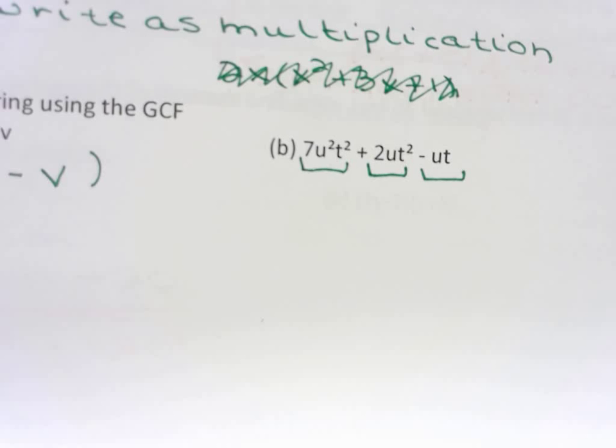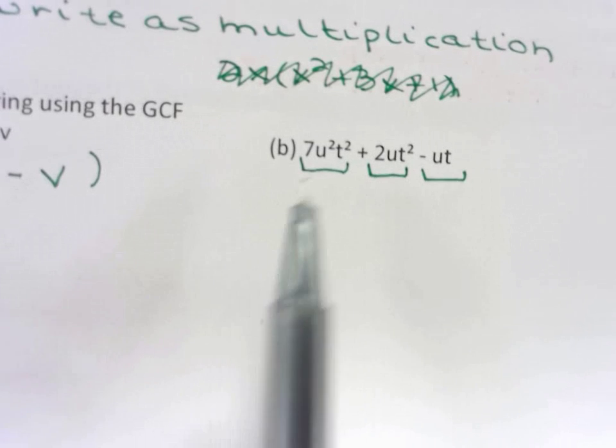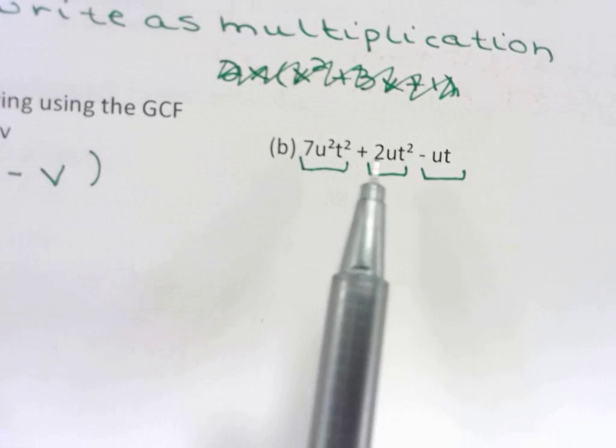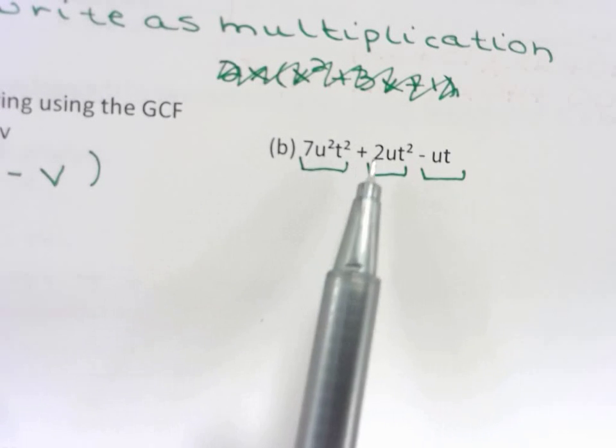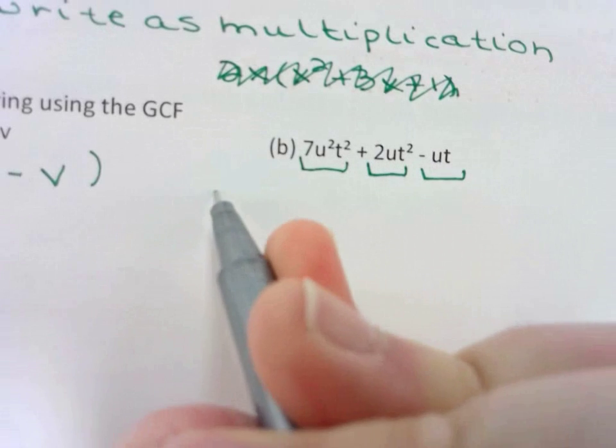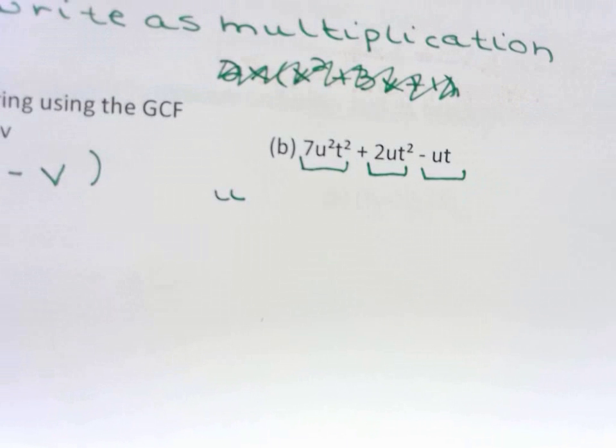Now I look at my variables. So I go through my variables and I start with u. Do they all at least have a u? Yes. So then I look and say, what is the lowest exponent on my u? 1. So I'm going to bring out a u to the first, or just a u. So we're looking for the GCF of all three of these terms, like we did on the warm-ups.